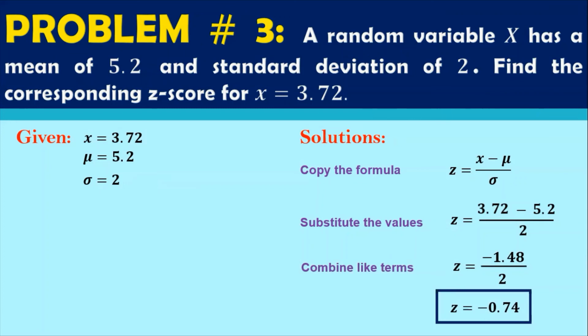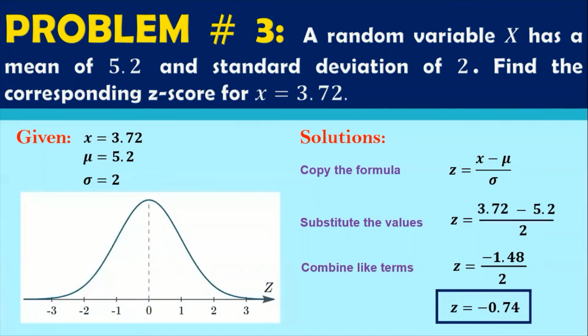Next is to plot the given z-score in the normal curve. And since it is negative, it is located to the left of the demarcation line. So negative 0.74 is somewhere here, close to negative 1. And if we shade the portion under the normal curve, it is in between 0 and the given z-score, which is negative 0.74. That's it for the presentation for today.